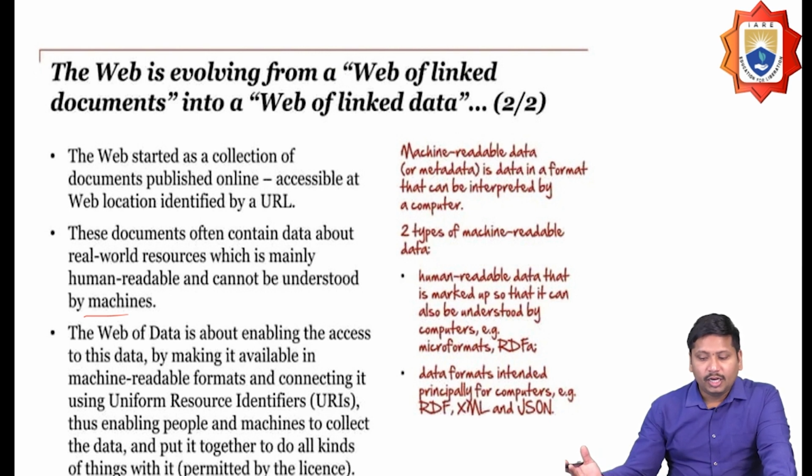So the web has a large collection of documents available, but it is difficult for them to be both human-readable and understandable by machines. For that, we have the uniform resource locator. Through this, the web of data enables the processing of this data and connecting it for many people, and even machines can collect the data and put it together for all kinds of things.